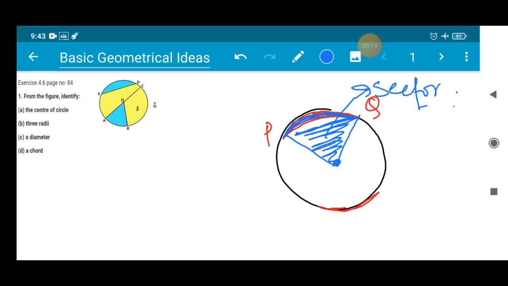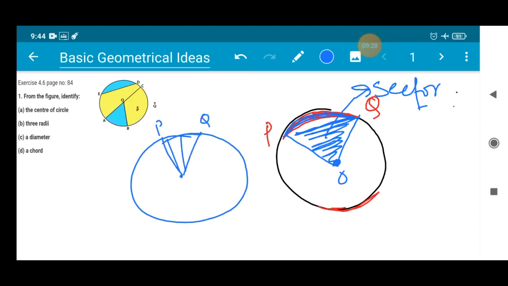The most beautiful example I can give you is your pizza. When you go to Pizza Hut, Domino's, you order a pizza, you make a slice. In every slice you are finding a sector. That means a combination of two radii and an arc will form a sector. Okay, so this is a sector here.